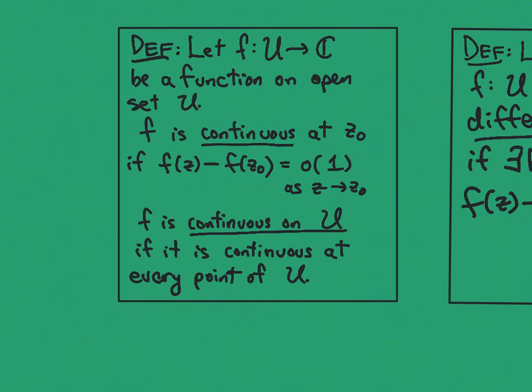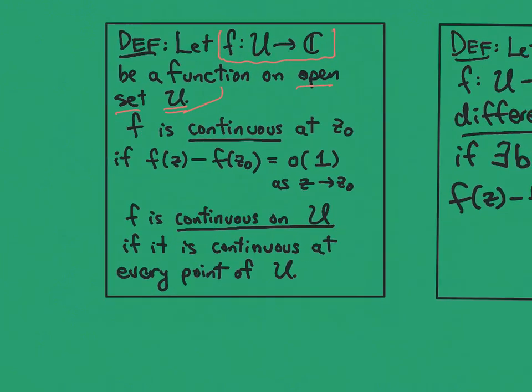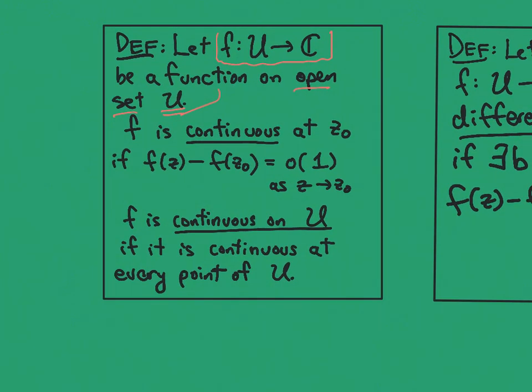So let f be a function defined on an open set U, and we say f is continuous at a point z0 inside of U if f of z minus f of z0 is little o of 1. It seems a little silly to use little o of 1, but it just means the usual definition of continuity that you might be familiar with.